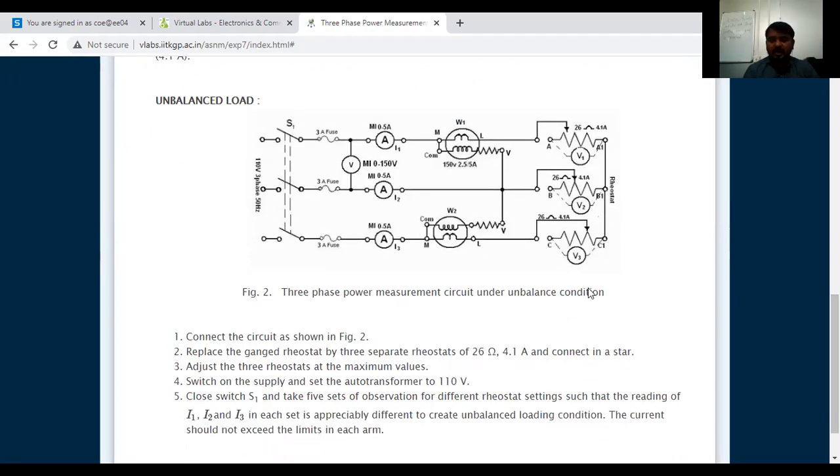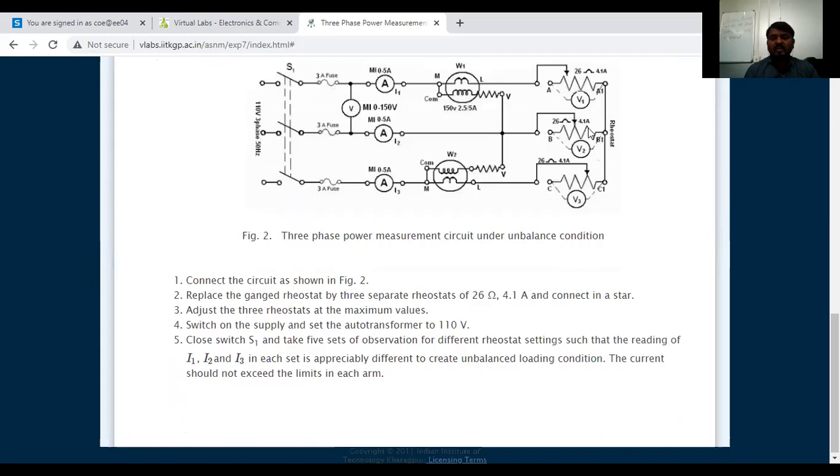Because we are applying the unbalanced load here, phase 1 power is different, phase 2 power is different, phase 3 power is different. So the total 3-phase power should be equal to the wattmeter 1 and wattmeter 2 readings. It should be equal. The other procedure is the same; only the load for each phase we have to apply differently.